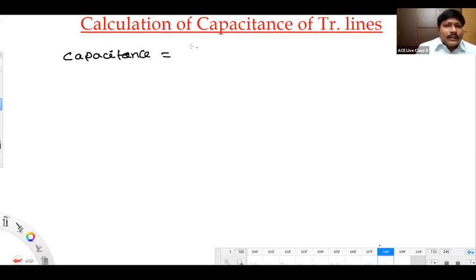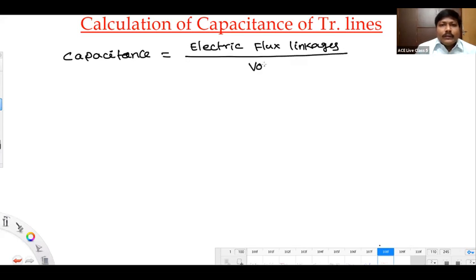Capacitance is equal to electric flux linkages by voltage. Electric flux linkages sometimes can also be called as charge, net charge. You can say electric flux linkages sometimes as charge.